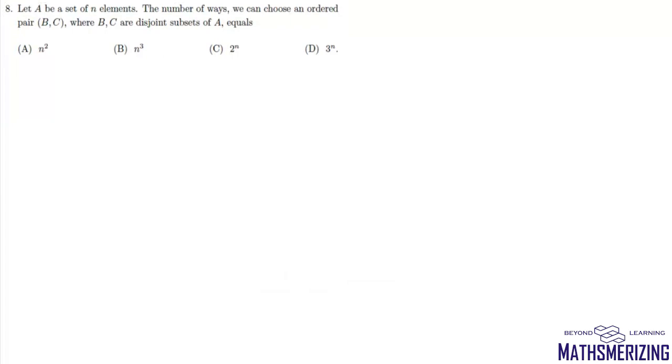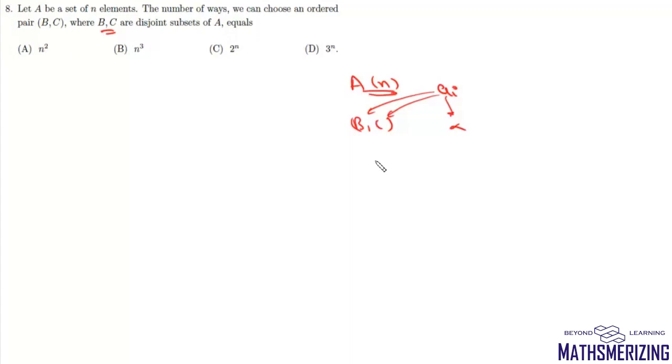Now question number 8 is: let A be a set of n elements. The number of ways in which we can choose an ordered pair (B, C) where B and C are disjoint subsets of A. So if B and C are disjoint subsets of A, that means for any element in A, there are three choices. Either this element will go to B, or it'll go to C, or it'll not go to either of B or C.